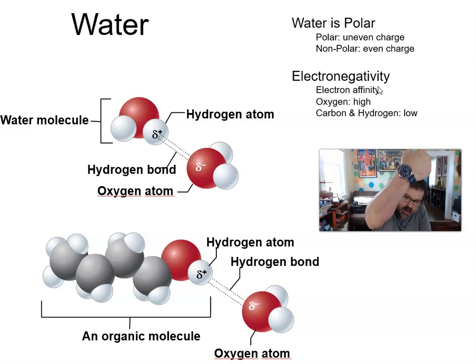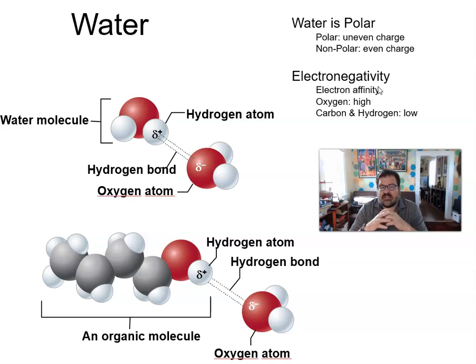I have an affinity for watches. So, I like watches. I probably spend way too much money on watches. I'm a watch nerd. Okay? So I have a high watch affinity. Fair enough. So electron affinity is an affinity for electrons. Okay?